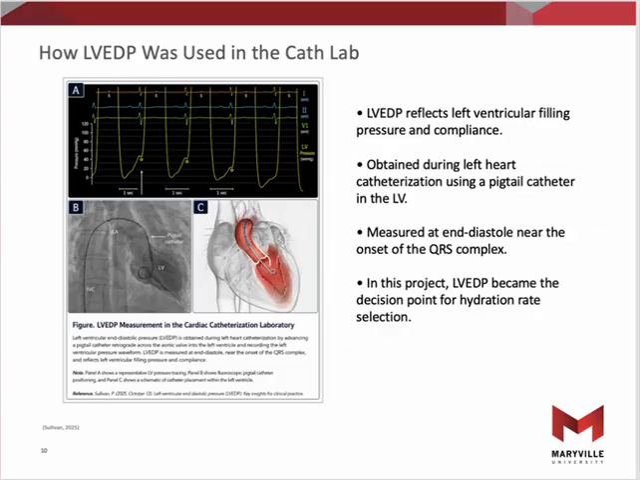So in terms of the background and significance of LVEDP for people who don't have a cardiac cath background or aren't as familiar, you can see the top picture. The arrow pointing is what the left ventricular end diastolic pressure is. This is a measurement that is obtained at the end of diastole near the onset of the QRS complex. It's ultimately the decision point of this hydration rate protocol, and it's based on the filling pressures. You can see in the lower picture, this is one of the catheters we use to obtain the measurement.